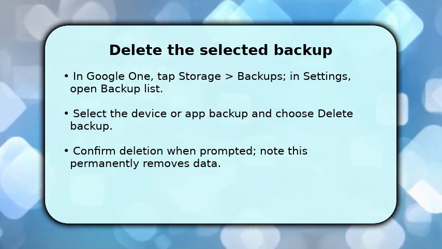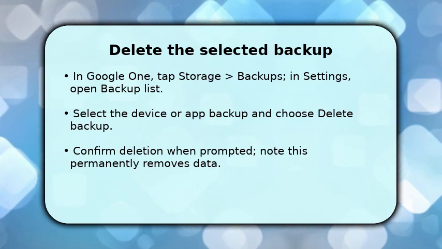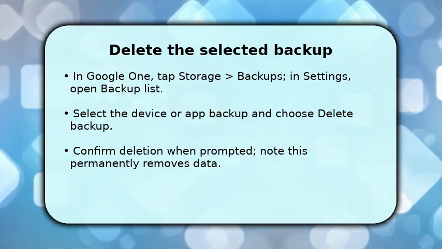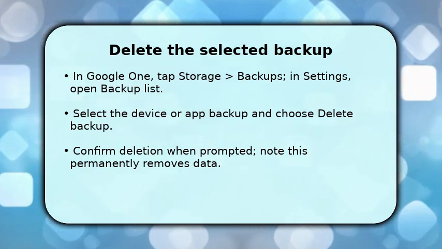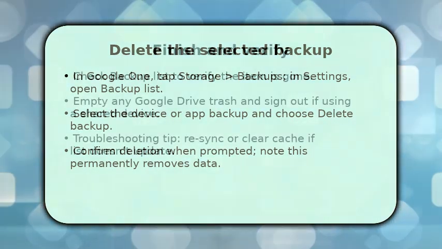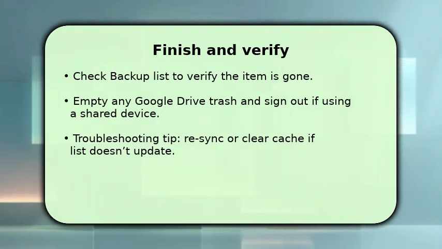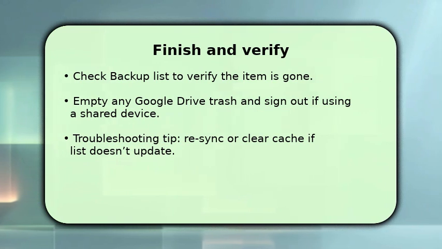Once deleted, also disable automatic backup for that device or app if you want to prevent future backups from being created. After deletion, go back to the backups list to verify the item is gone and check your Google One storage to confirm space freed. Make sure to empty Google Drive trash if any related files were moved there, and sign out on shared devices.